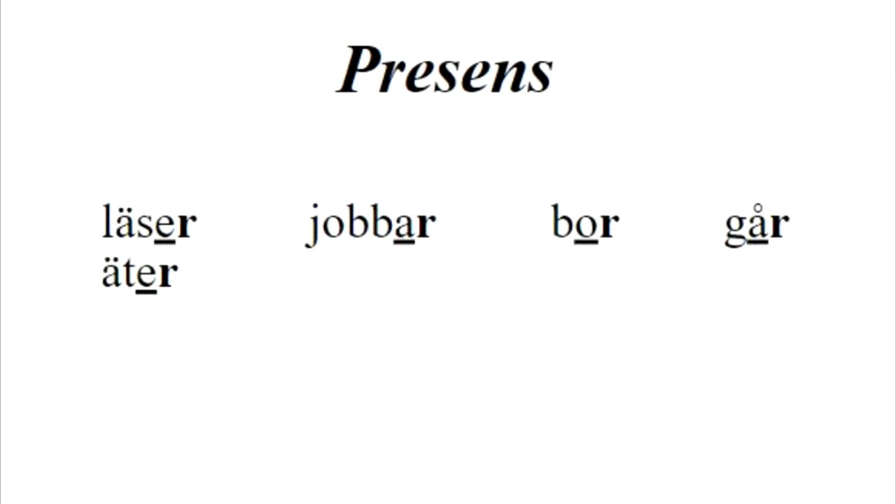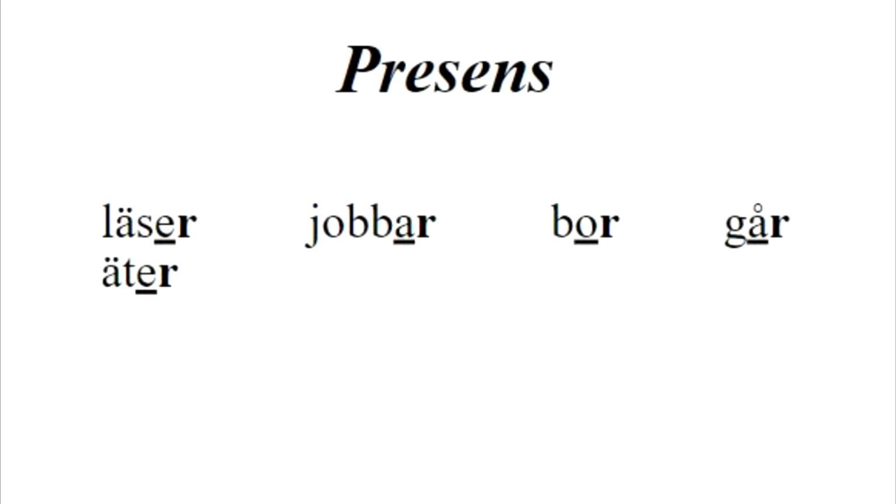If a verb ends with er, like läser and äter, it means that the root of the verb ends with a consonant. So you take away er and you're left with the root of the verb. So the root of the verb läser is läs, and the root of the verb äter is ät.